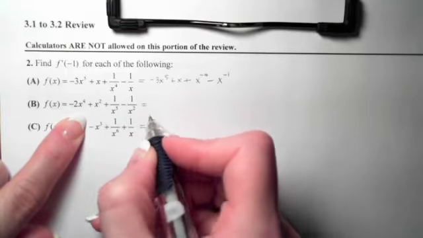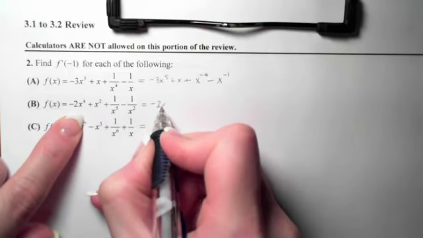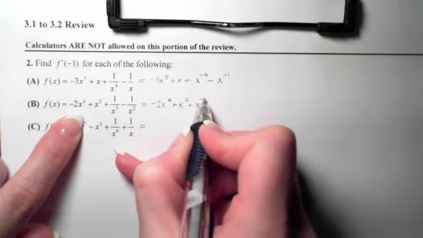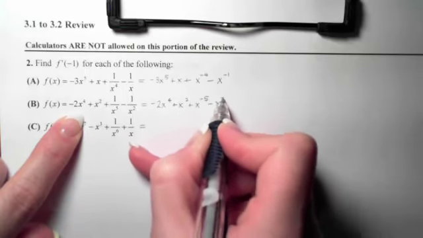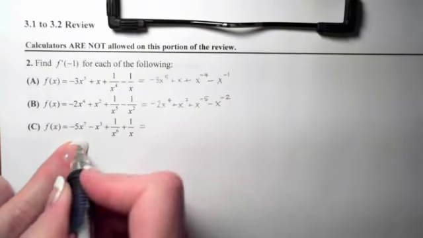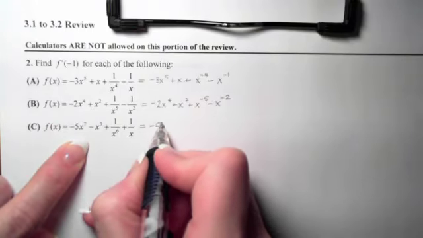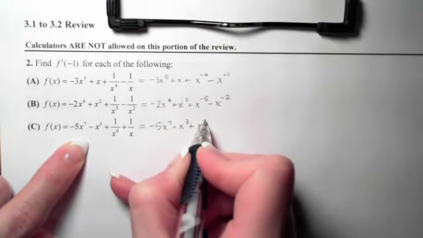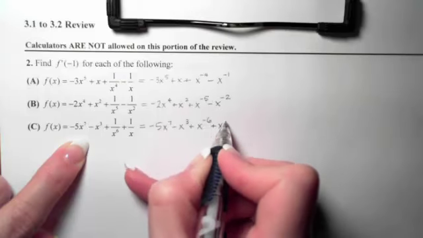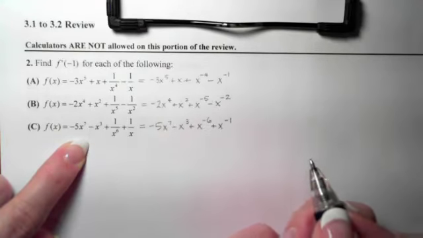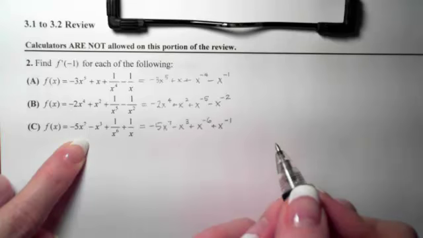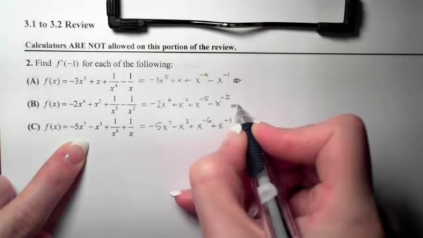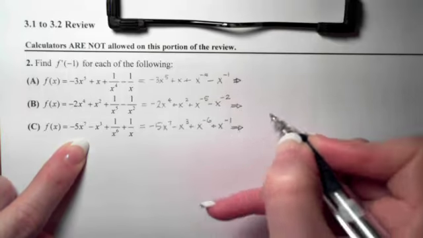If I continue that process with the rest of these, I'll get a -2x to the 4th plus an x squared plus an x to the -5th minus an x to the -2. If I look at the third one, I have a -5x to the 7th minus an x cubed plus an x to the -6 plus an x to the -1. Now that I have all of the terms for each of them written as powers of x, I am ready to take the derivative by applying the power rule.